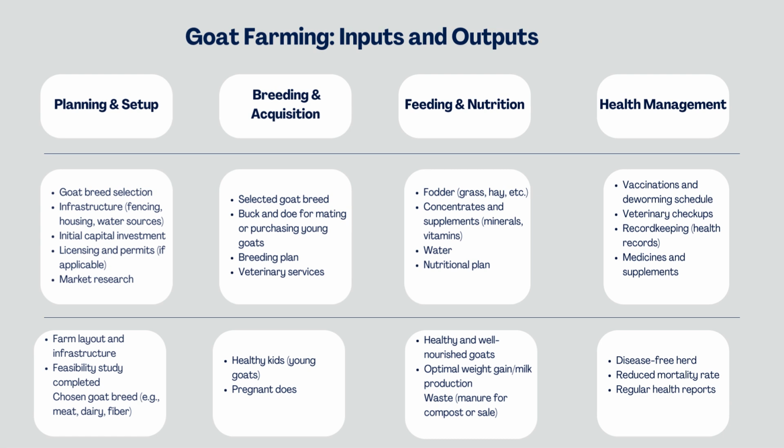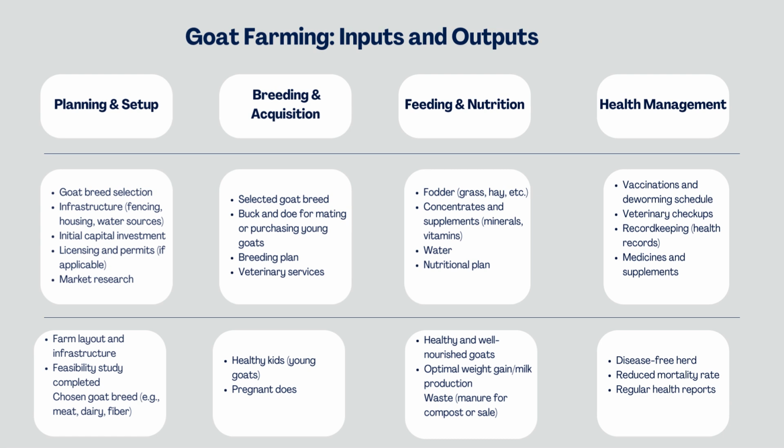And then when we look at health management, we're looking at vaccinations and deworming schedules, veterinary checkups, record keeping, health records, medicine and supplements, and an output would be a disease-free herd, reduced mortality rate, and regular health reports. And this is important because you want to make sure that you have enough goats. So if you buy 10 goats and those 10 goats all produce a litter of children or kids, you want those kids to grow healthy so that you can sell them, and not have 50% of your flock die because of a disease.